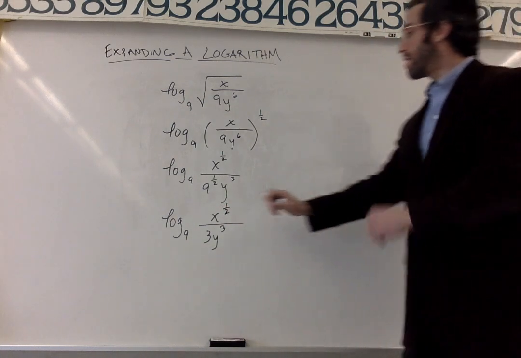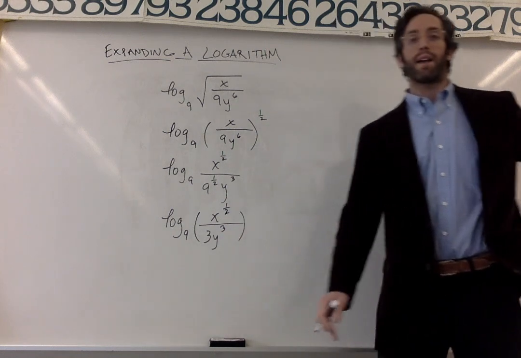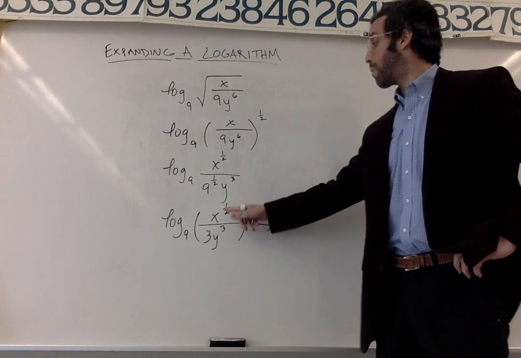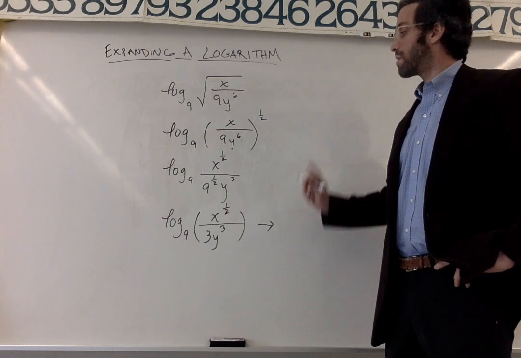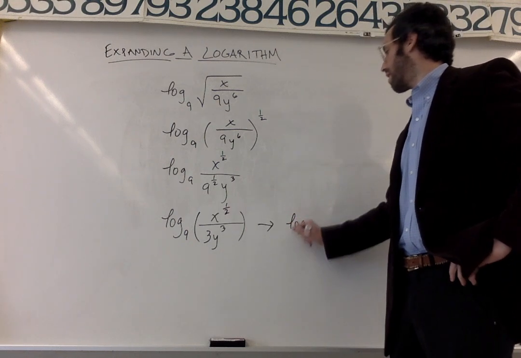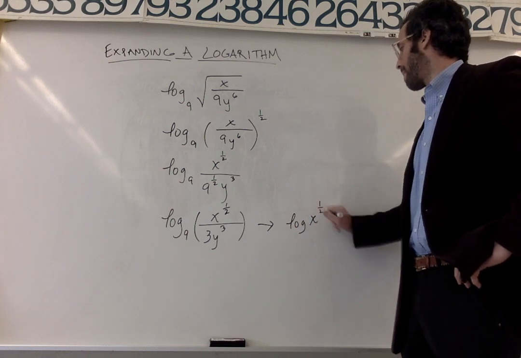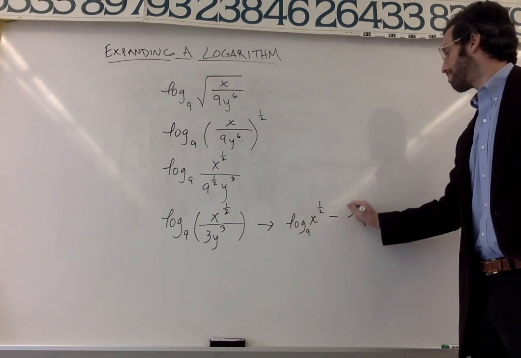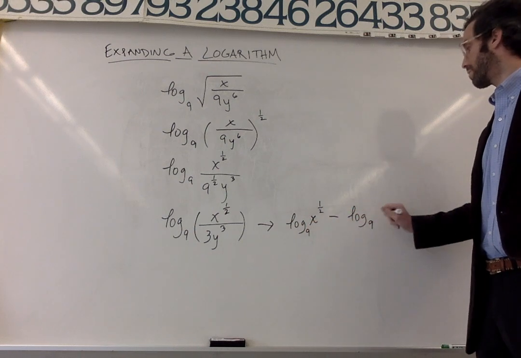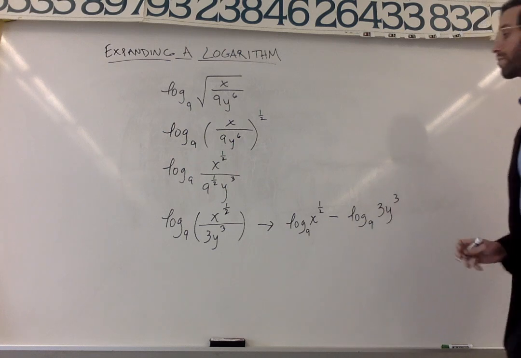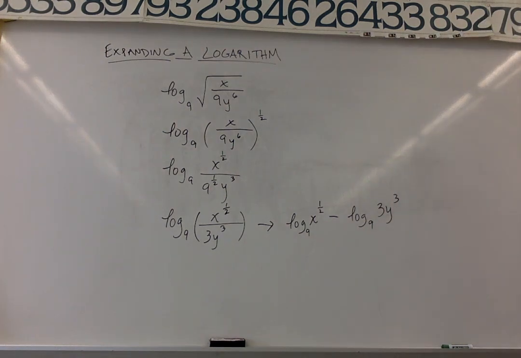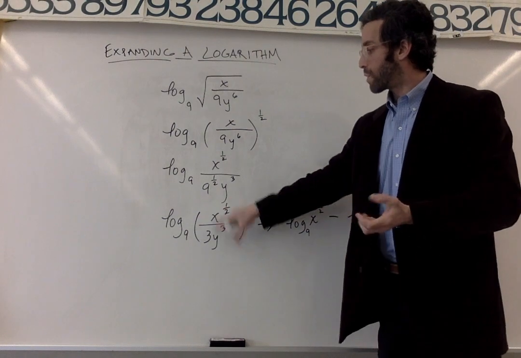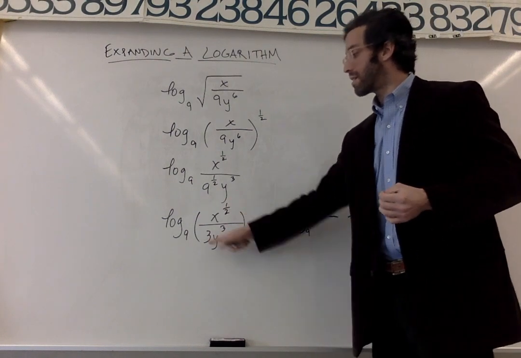All right, now that we're here, now we can apply the property or properties of logs. We have the log of a quotient, so we're going to rewrite this as subtraction. Log of x to the 1/2 minus log of this, base 9, right? Base 9. Okay? Now, that's not going to be the answer yet, but that is definitely the first step. We have the log of a quotient, so we'll have log of the numerator minus log of the denominator.